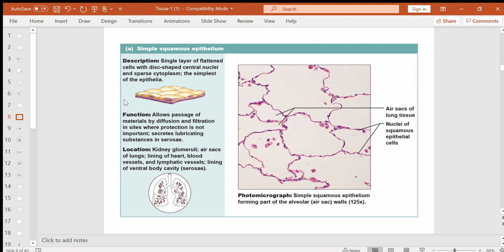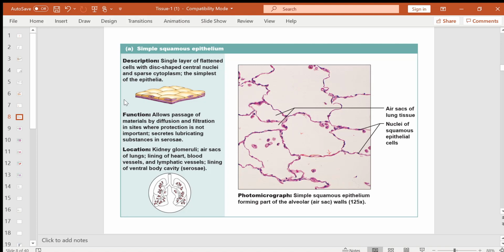Here you see the alveoli of the lung. Inside the lung, you have the air sacs called the alveoli. And if you see the wall of the alveoli, you'll see a thin wall formed by a single layer of flat cells, squamous cells like this. So this is the wall, and it is formed by a single layer of squamous cells. That's why it is called simple squamous.